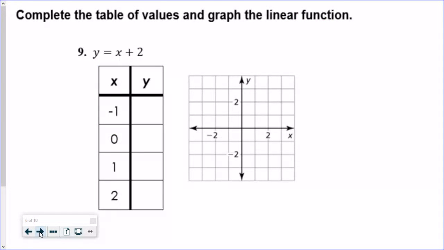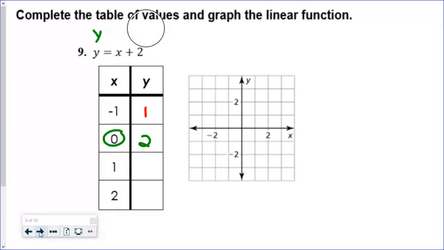Okay, now we're just going to take your calculators out and we're going to plug it in. So I'm going to put -1 in here. So y equals -1 plus 2, and that gives me a 1. Okay, now I'm going to put a different one. What happens when I put a 0 in here? y equals 0 plus 2, that gives me 2.